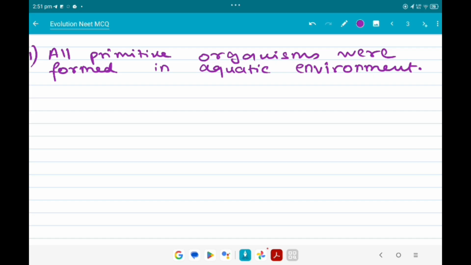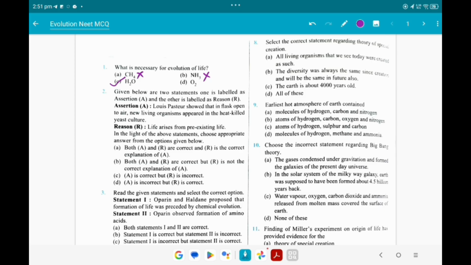You can also recall this from the plant kingdom and animal kingdom chapters that you read in class 11. All the initial organisms were aquatic. In animals you recall porifera, then cnidaria, then ctenophores, they were all underwater. And in plants you remember algae, at different strata like chlorophyceae, phaeophyceae, rhodophyceae. So I hope this question is clear to you. The answer is H2O. Now let us come to the second question.